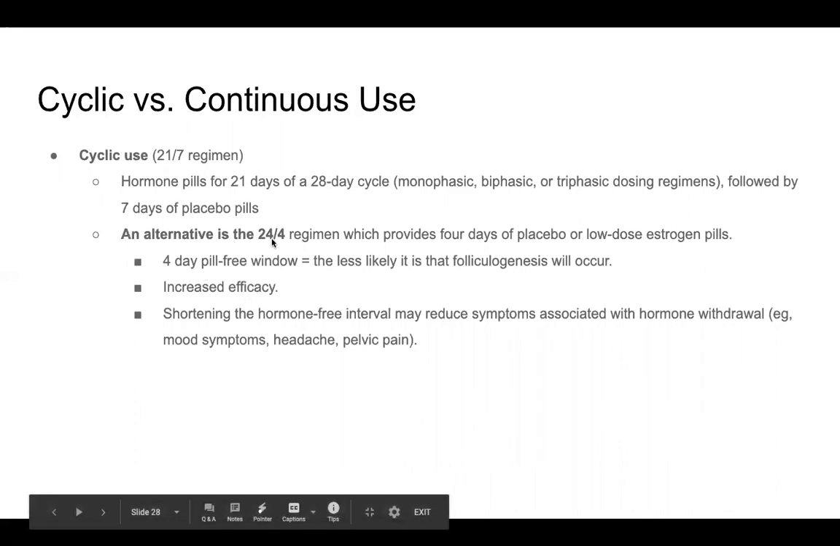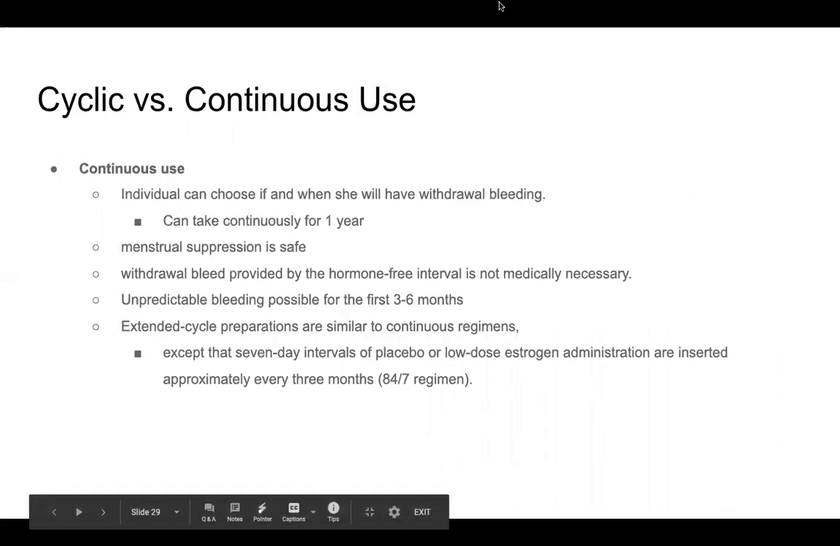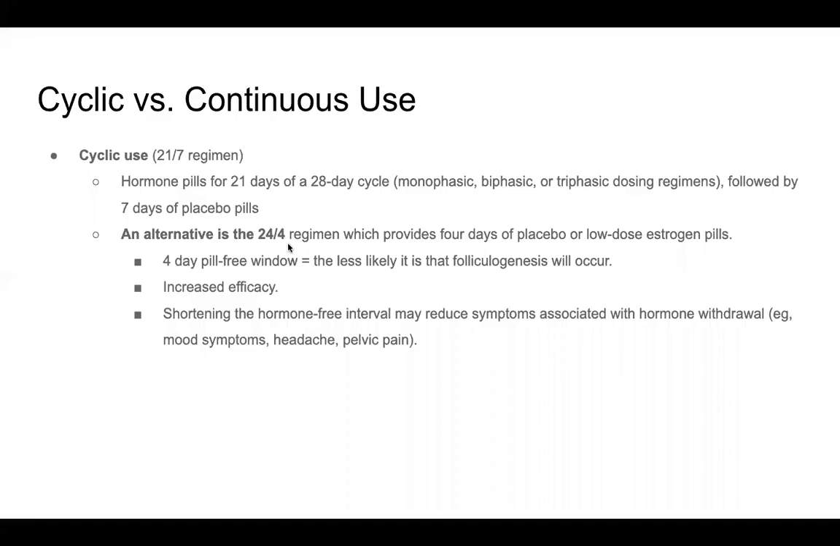An alternative that's been popping up in the last few years is a 24-day estrogen progesterone regimen with a 4-day placebo pill. It has been shown that it's less likely that folliculogenesis will occur. It's increased efficacy, and the shortening of the hormone-free interval may reduce the symptoms associated with hormone withdrawal: the mood symptoms, the headaches, the pelvic pain.